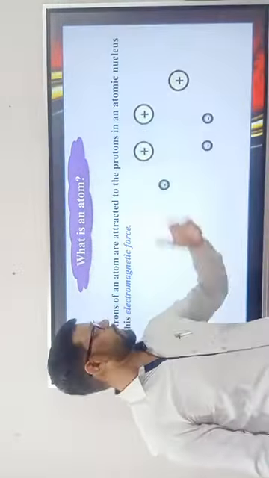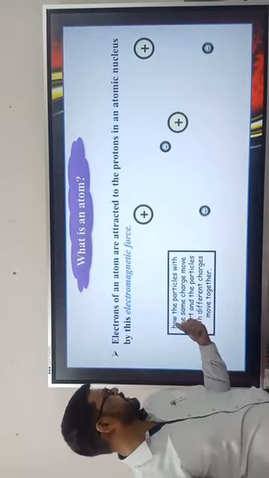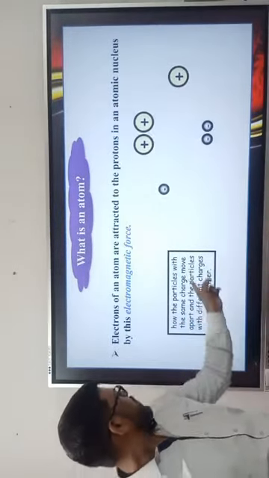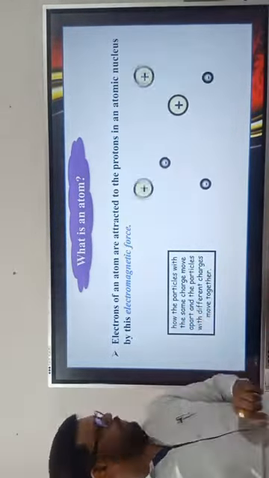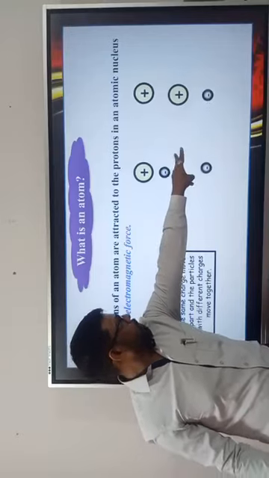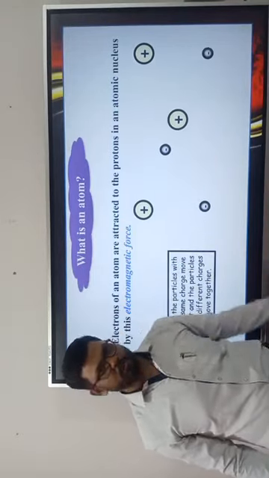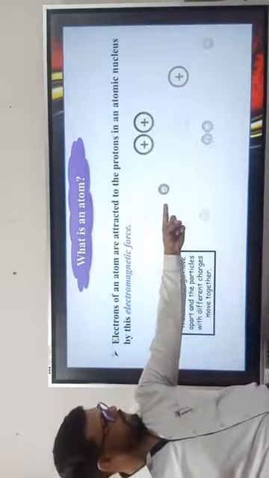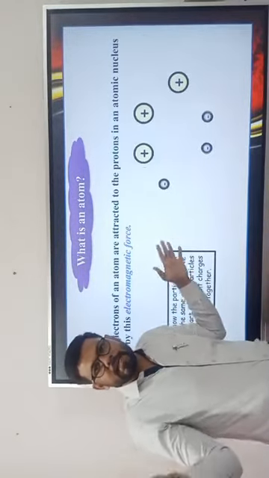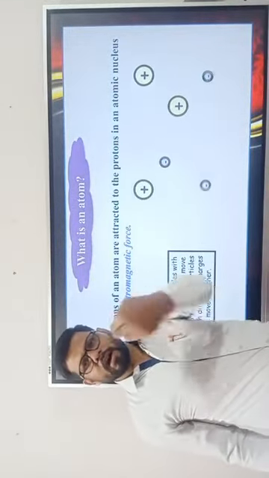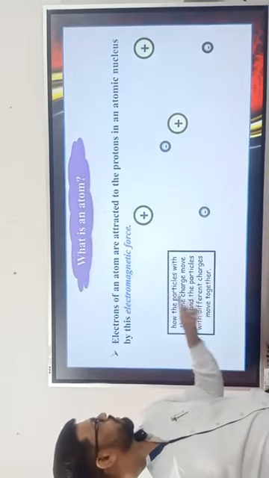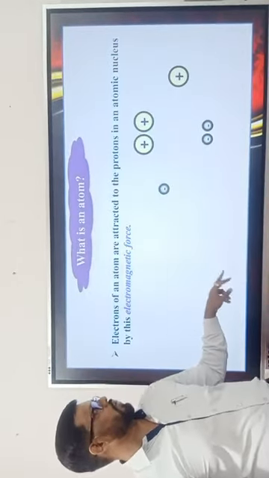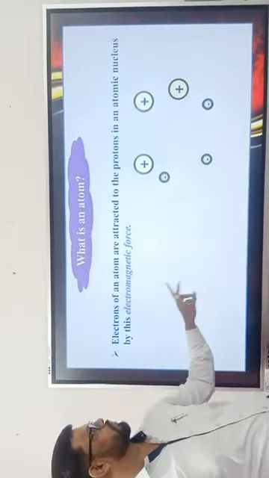Here you can see how particles with the same charge, either positive or negative, push apart from each other, and the particles having opposite charges, this middle pair, get attracted towards each other and come close. This is because of the electromagnetic force of attraction, the force of attraction between opposite charges.